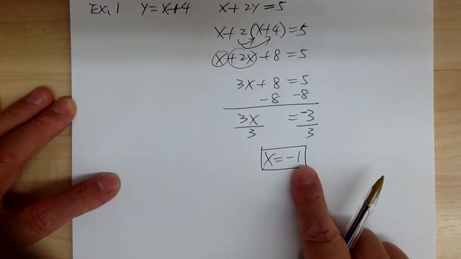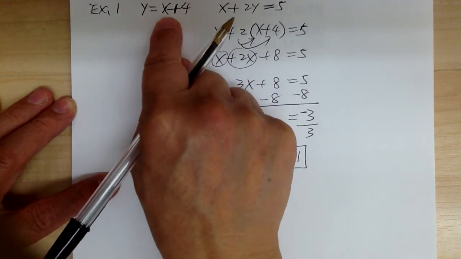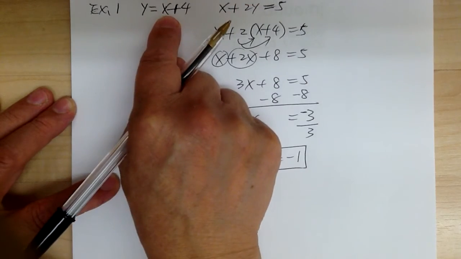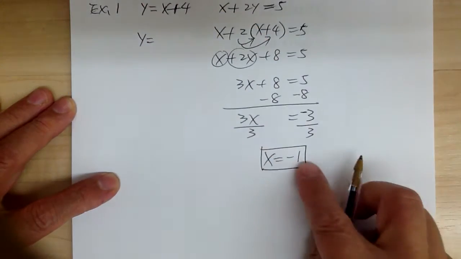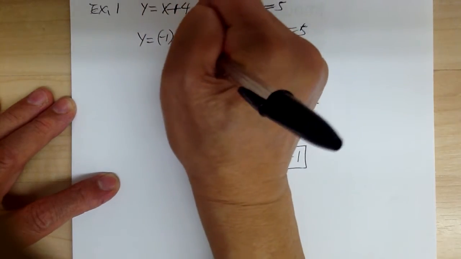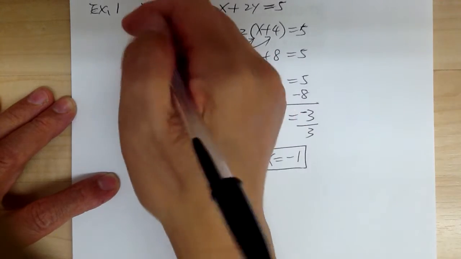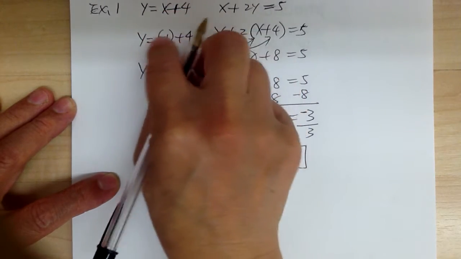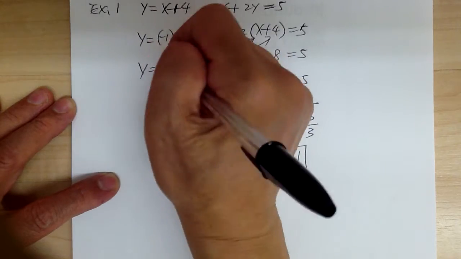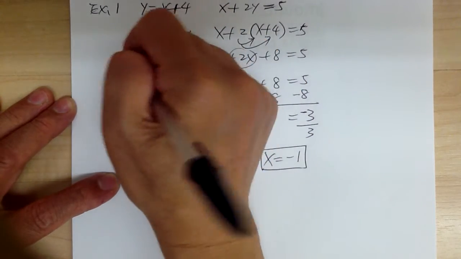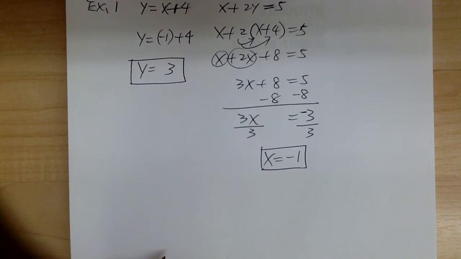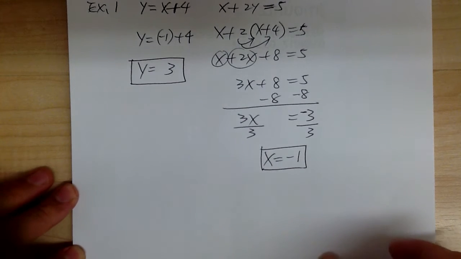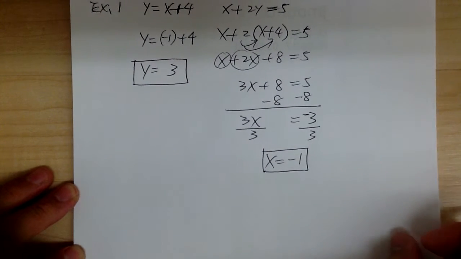Once I found x equal to negative 1, I can go back over here. You can use either equation, but this one is much easier because it already has y equal to something. When you substitute, put it in parentheses, so you get negative 1 plus 4. They're opposite signs, so you subtract the numbers: 4 minus 1 gives you 3, and you follow the sign of the bigger number, so it's positive. So y equals 3, and that's it for example 1. When you have this kind of situation, you can just use that.